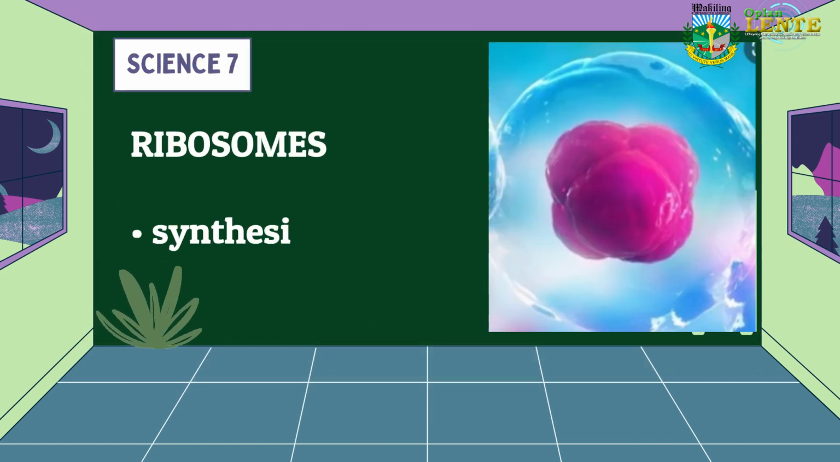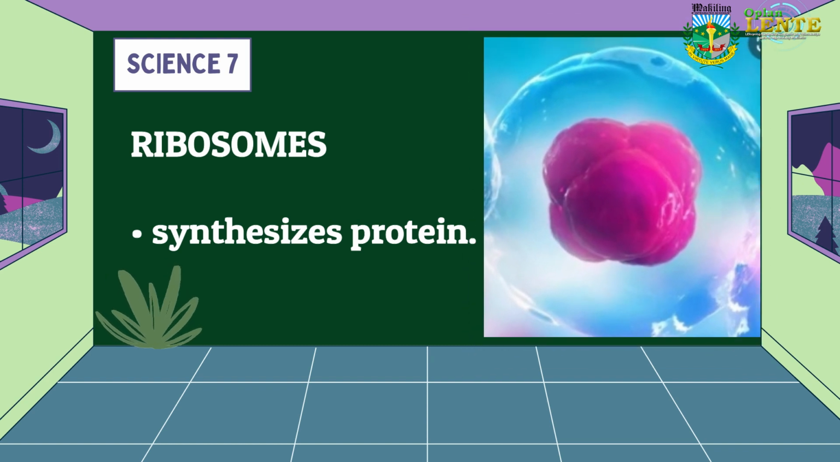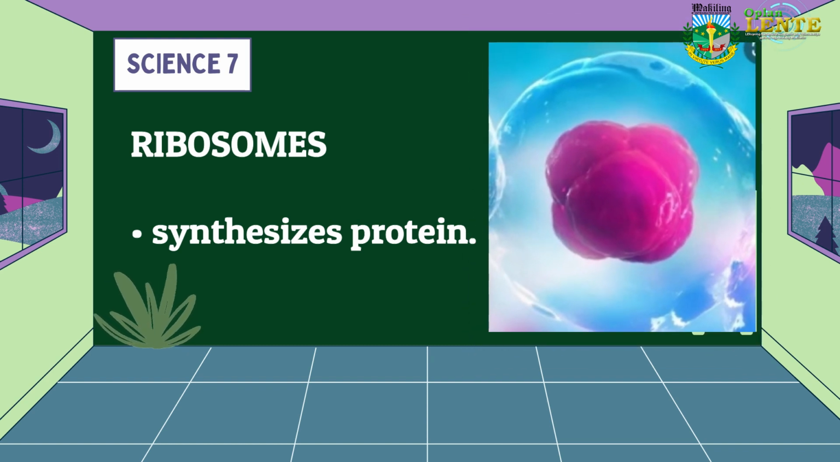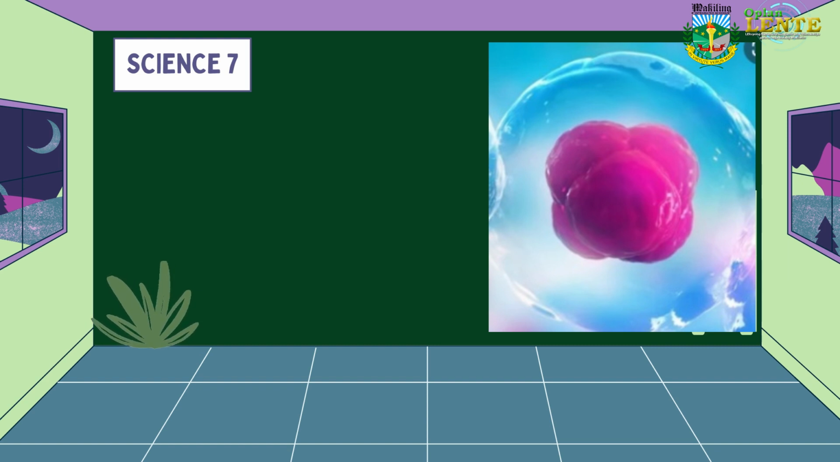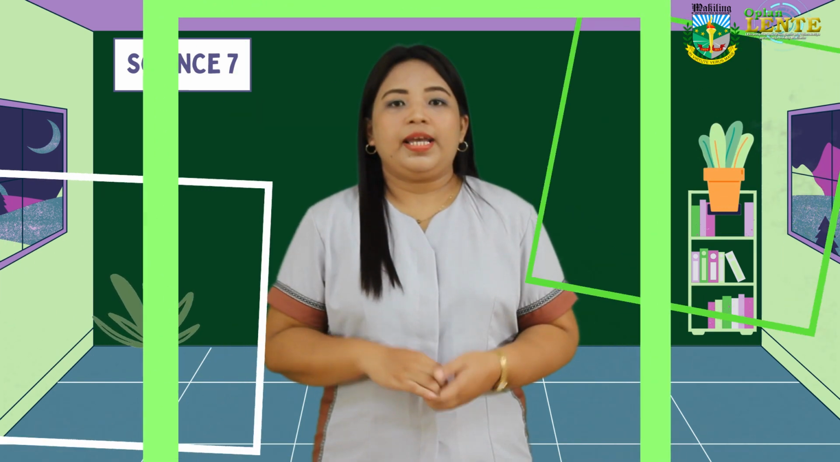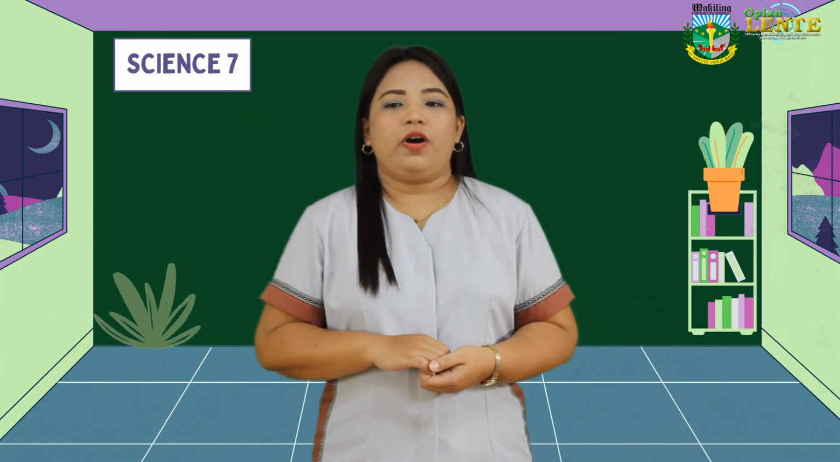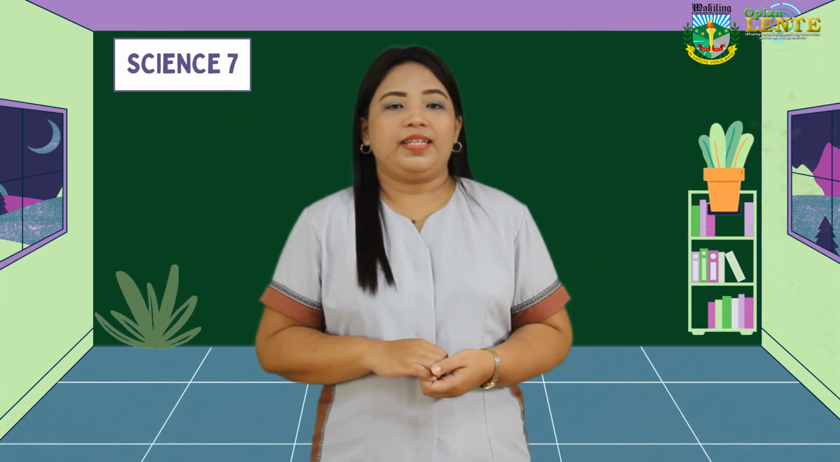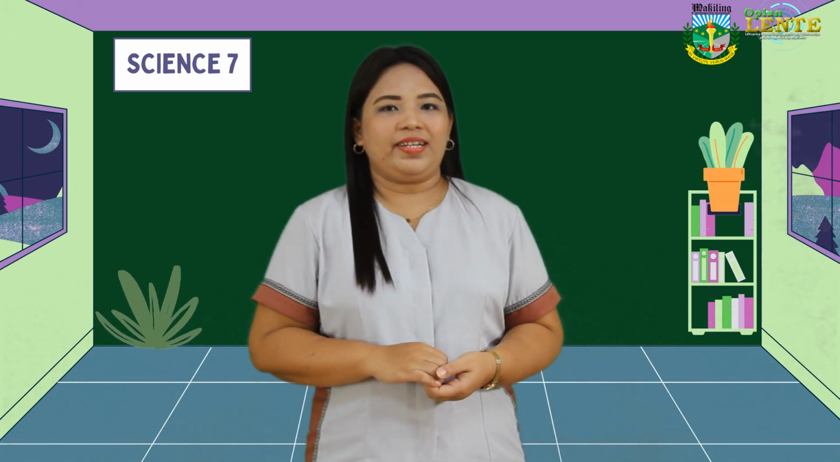The ribosome is the one that synthesizes protein. Ribosomes can be seen freely around the cytoplasm or attached to the endoplasmic reticulum. Now, we are done with the organelles submerged or embedded in the cytoplasm. Let us proceed to the rest of the organelles.